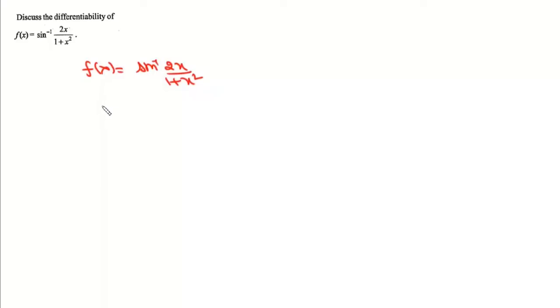Now for this, what we'll do is, we'll let x as tan theta, and if x is tan theta, then theta is tan inverse of x. Now, principal value range of tan inverse of x is from minus pi by 2 to plus pi by 2. That means value of theta is going to lie between minus pi by 2 and plus pi by 2.